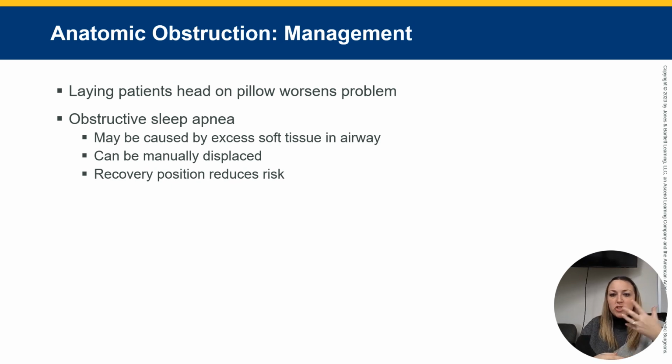And there's also the machines, the CPAP, that home CPAP that we see patients have all the time. If we have somebody with sleep apnea, we're going to try to roll them on their side and put them in the recovery position. That seems to be the safest one and reduces some of that risk.